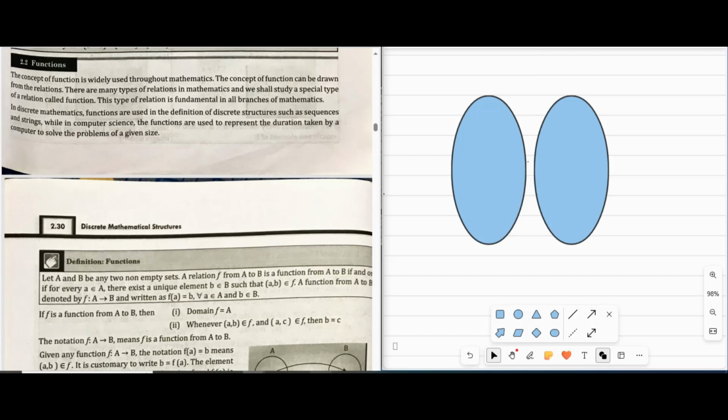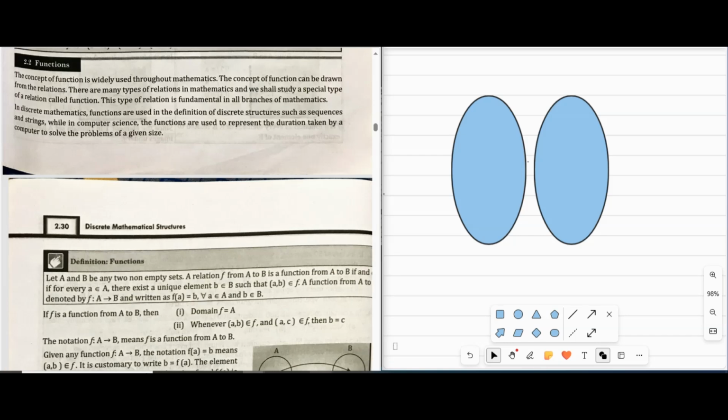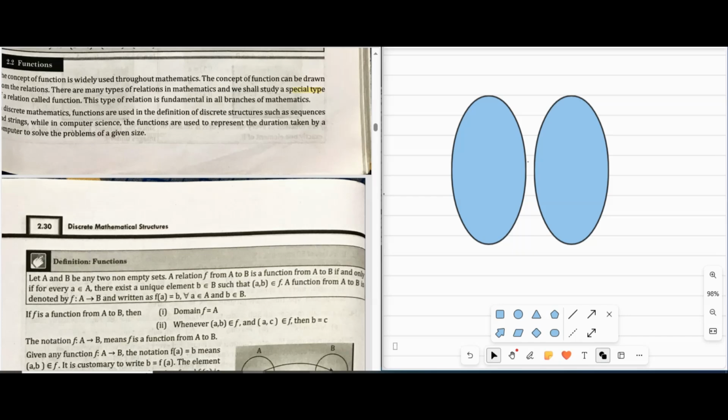So, what is meant by function? A function is a concept which is used throughout mathematics, and the concept of the function can be drawn from a relation itself. What is meant by function? A function is nothing but a special type of relation. Function is a special type of relation. And this type of relation is fundamental in all branches of mathematics.